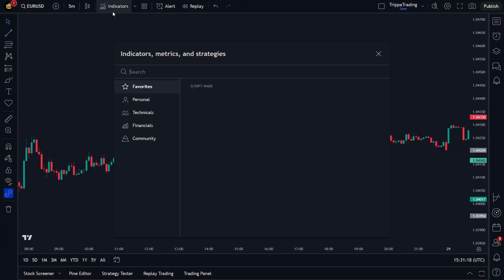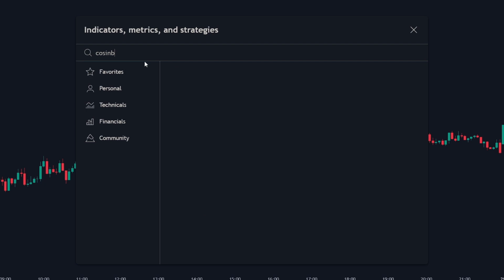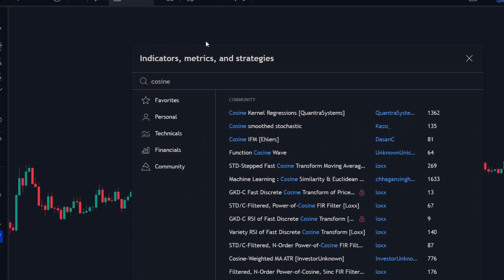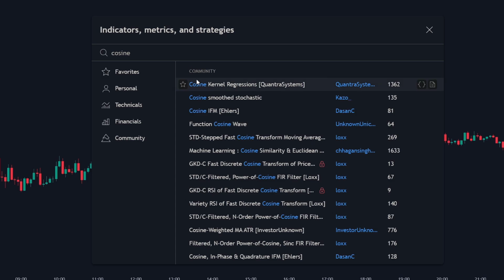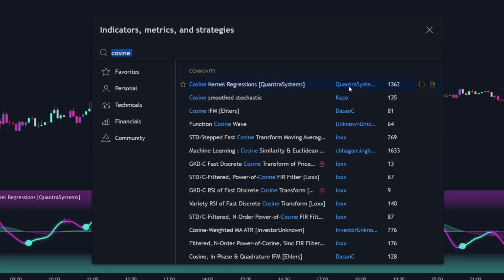The first indicator is the Kernel Regression indicator. These are momentum indicators and help to identify the direction of the trend and potential reversal points. You can open the Indicators tab from here. First of all, we will search for Cosine Kernel Regression in the search box. After that, we have to click on the Cosine Kernel Regression indicator created by Quantra Systems.